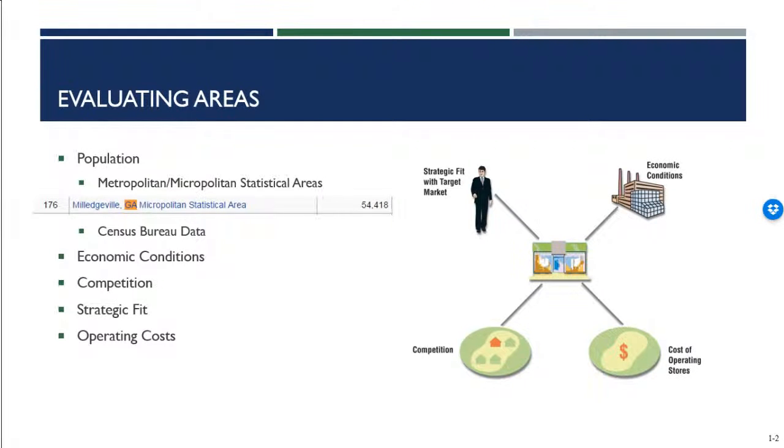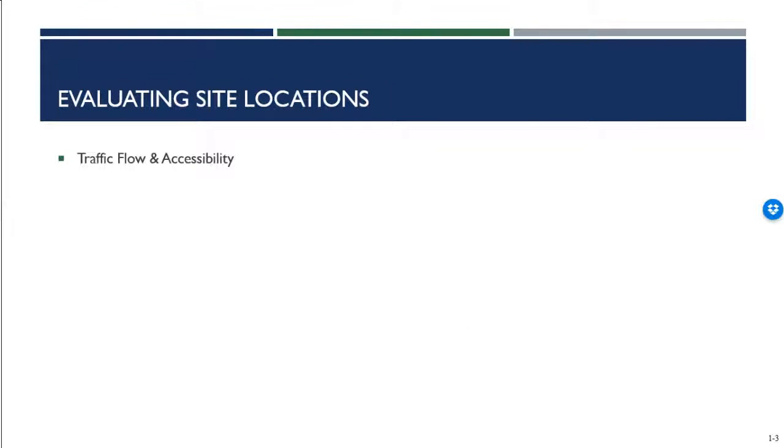And now we're going to dive into some of the site-specific characteristics that we look at when we're evaluating site locations. So let's narrow this down a little bit. Let's pretend we've identified our area as Milledgeville, Georgia. And so now we're looking at different sites within Milledgeville to determine whether or not we would like to locate our establishment there. There are generally 6 characteristics that we look at.